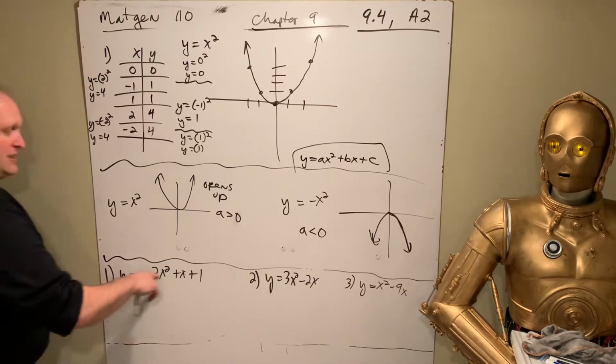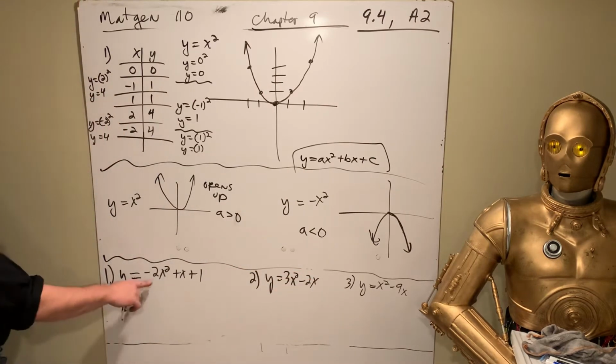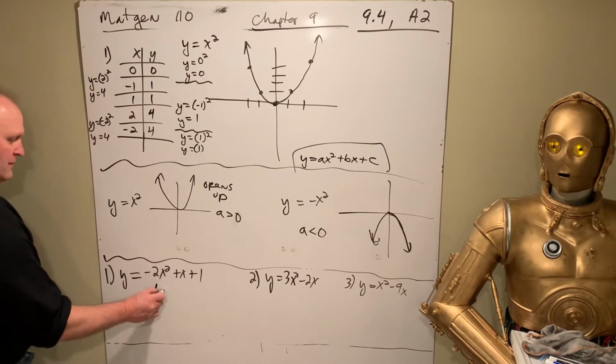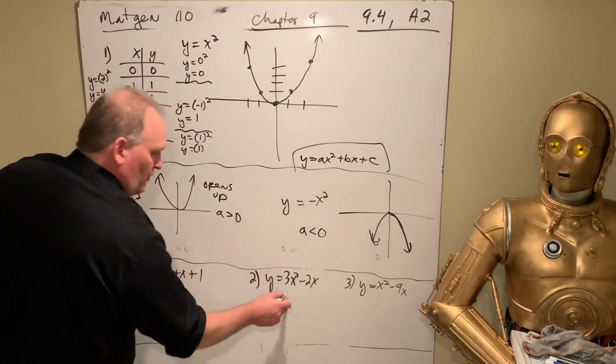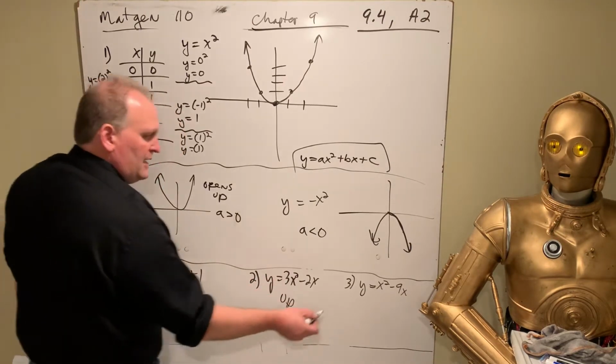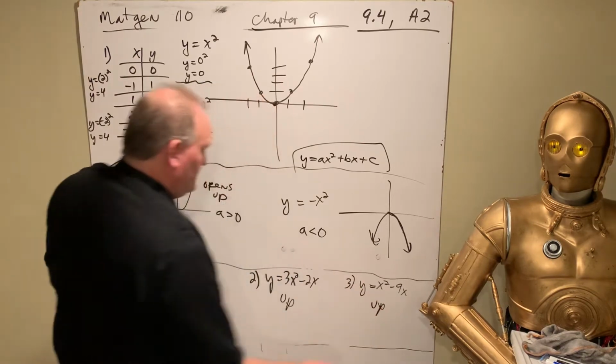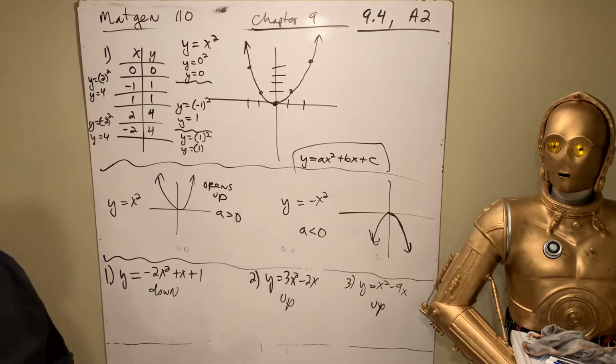So look, this one they just want to know, does it open up? Does it open down? Well, that one opens down. That one opens up because of +3. That one opens up because of +1. All right.